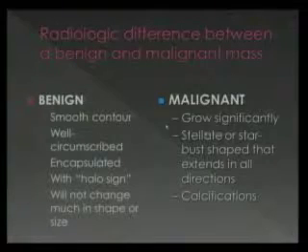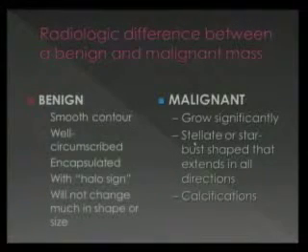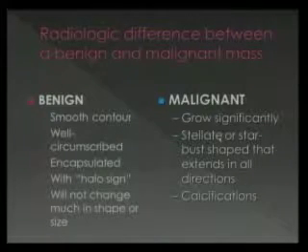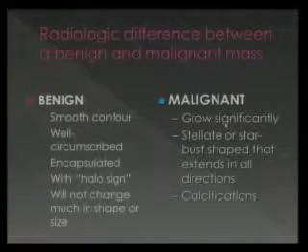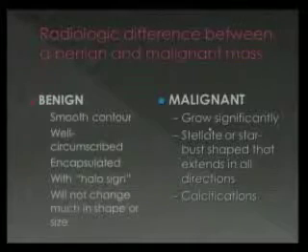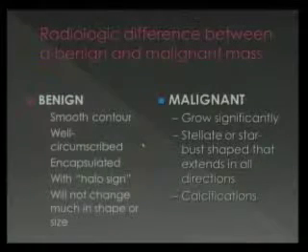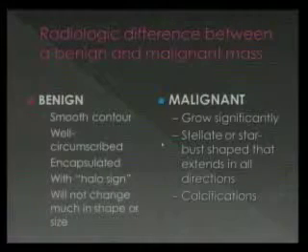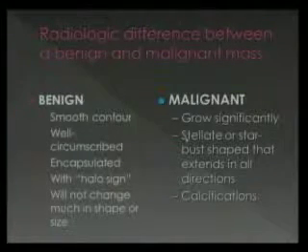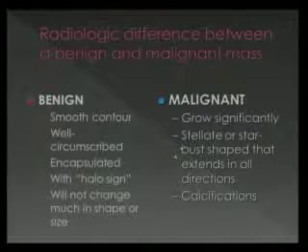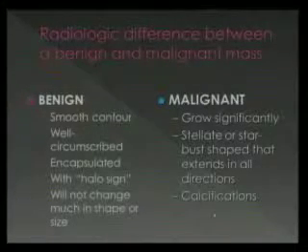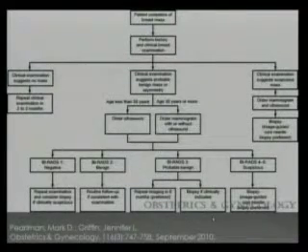So this is going to be the imaging difference between benign and malignant masses. So in benign on imaging, they're going to be a smooth contour, well circumscribed, encapsulated with possibly a halo sign, and these will not change much in size or shape. The malignant masses grow significantly. They have stellate, or these starburst kind of shaped masses that you can see on imaging that extend in all directions, as well as calcifications.